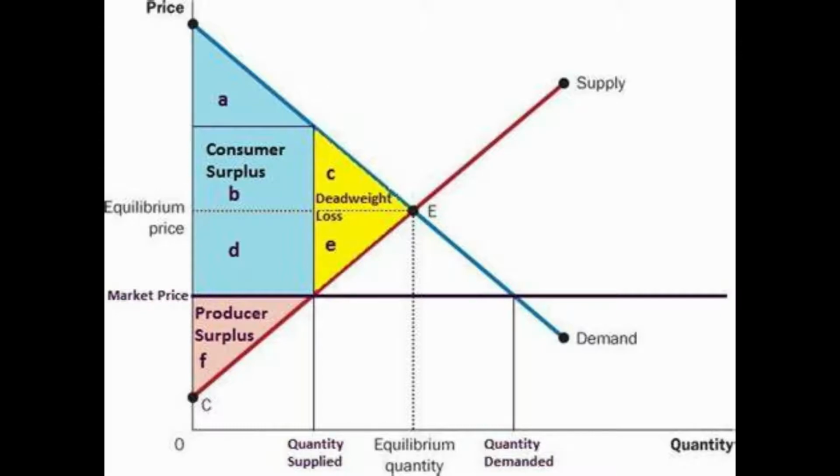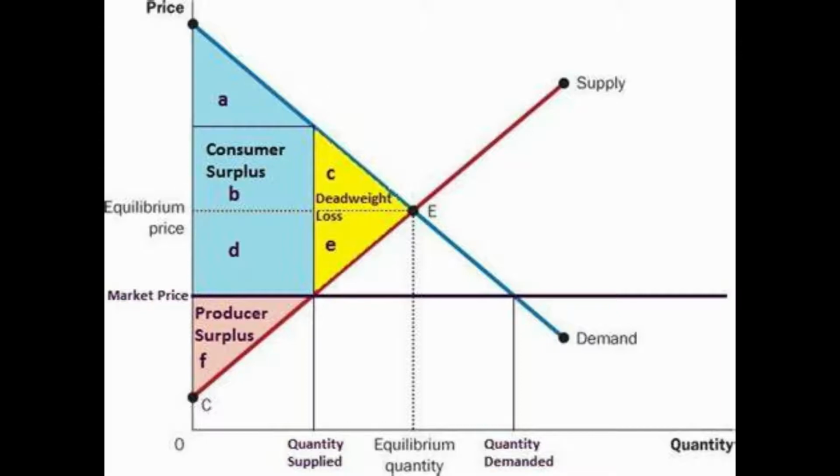Welfare with a tax. Now consider welfare after the tax is enacted. The price paid by buyers rises from P1 to PB. So consumer surplus now equals only area A, the area below the demand curve and above the buyer's price. The price received by the sellers falls from P1 to PS. So producer surplus now equals only area F, the area above the supply curve and below the seller's price. The quantity sold falls from Q1 to Q2, and the government collects tax revenue equal to the area B plus D.